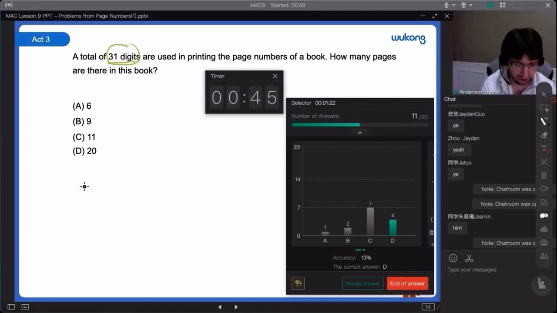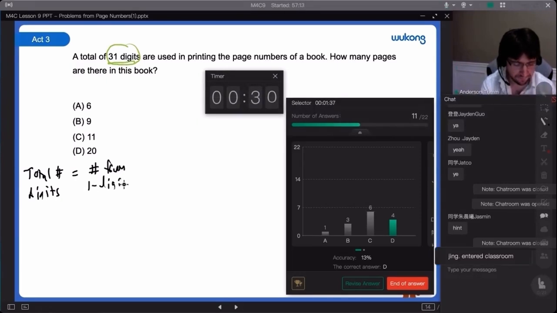Okay, so the total number of digits is equal to the number from the 1-digit pages plus the number of digits from the 2-digit pages.